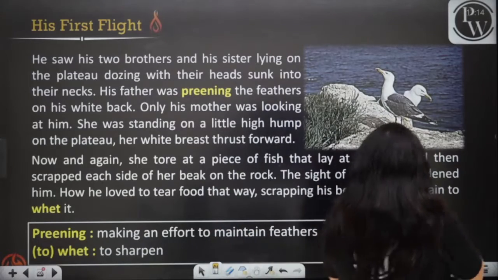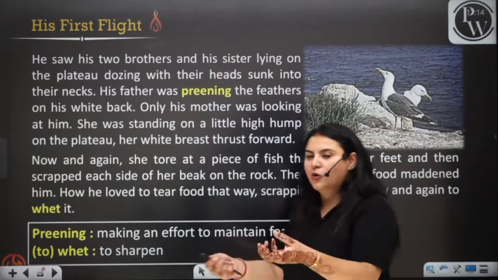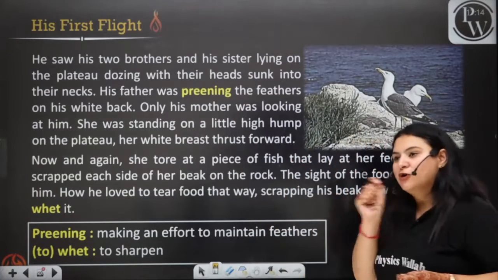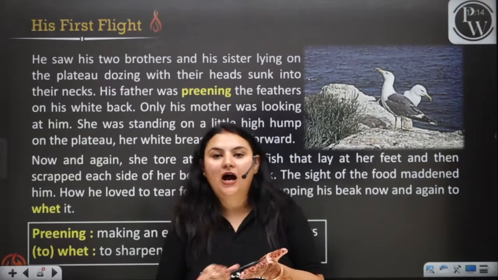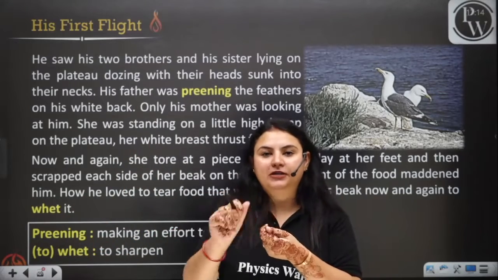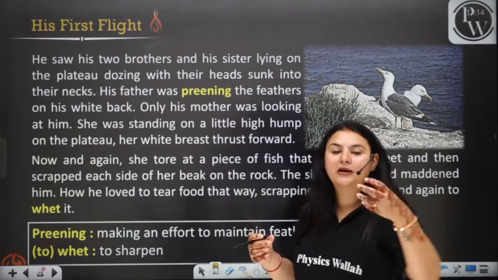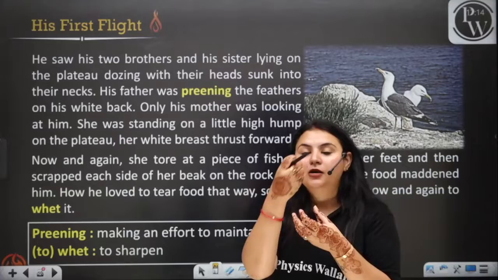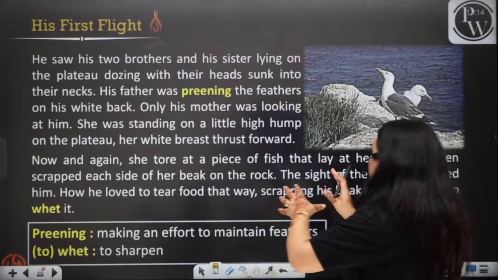What was she doing? She was tearing the food. She had a fish, and she was tearing it like that. And she was also scraping the side of her beak. What do the birds do? Like, sometimes we have to sharpen our knives. With constant usage, our knives turn blunt, and we have to sharpen them. Similarly, the birds also sharpen their beaks in order to catch the prey. Obviously they catch their prey with the beak and they eat with their beak. So it's the most important part of their body, so they take care of it. She was rubbing it on the rock.